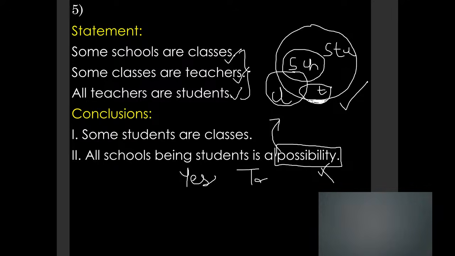If you are unable to draw the statements, and if any of the statements goes wrong in a diagram, then it is not possible. But here, as each and every statement is correct, the second conclusion is true. It is possible. So the answer for this one is both 1 and 2 follow. 1 and 2 follow is the correct answer.